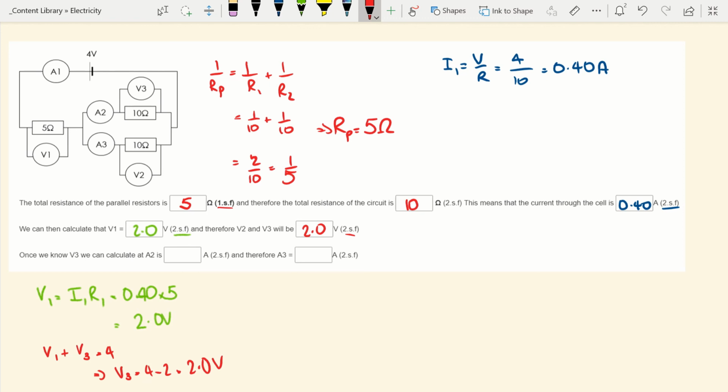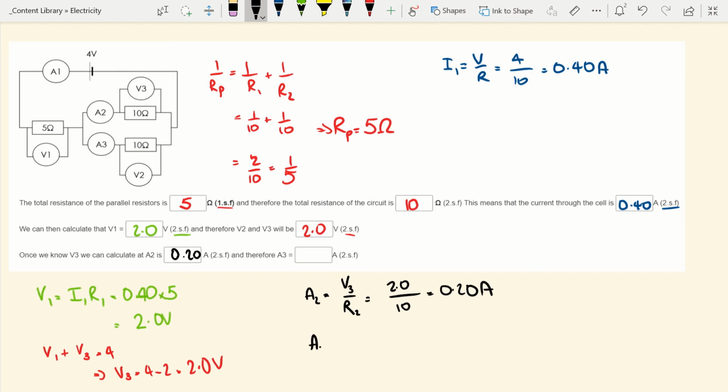So once we know V2 and V3, we can calculate A2 and A3. Let's do that. If we want A2, it's going to be V3 over the resistance, and we know that V3 is 2 because we just calculated it. We know that the resistance across that section is 10. And so we know this is going to be 0.2. It wants it to 2 significant figures, so 0.20 amps.